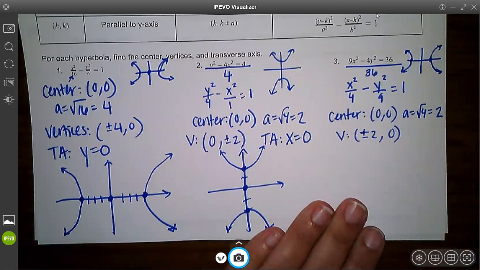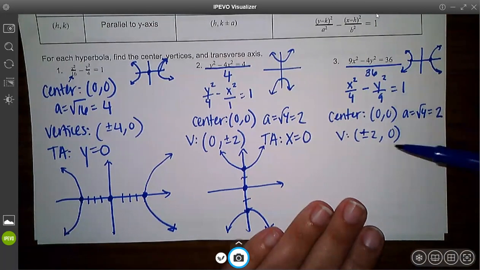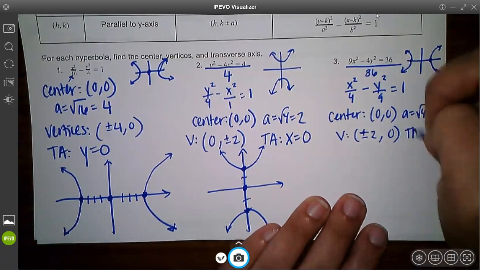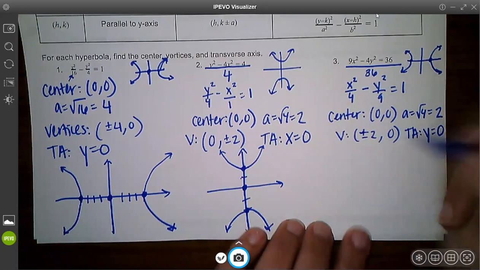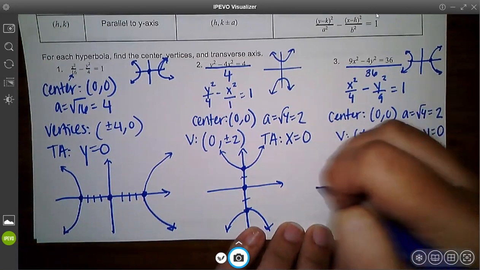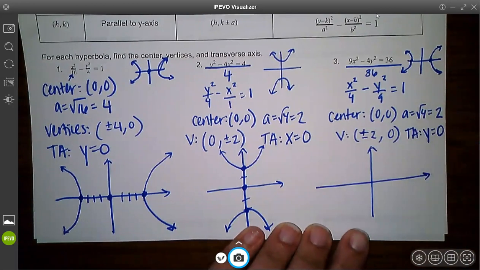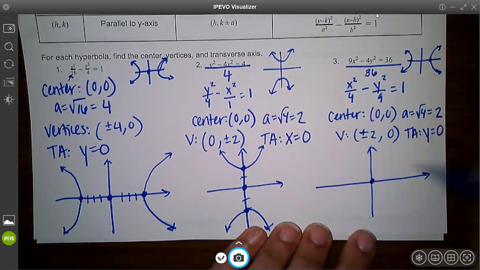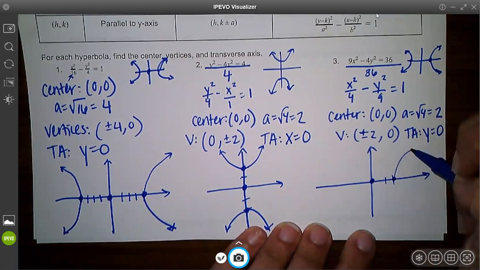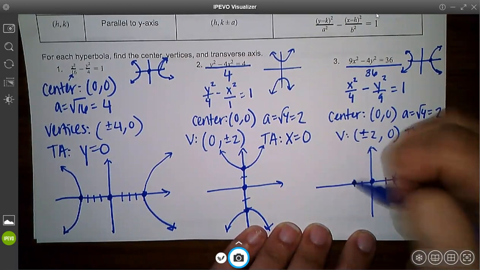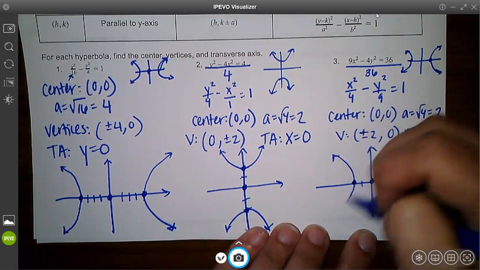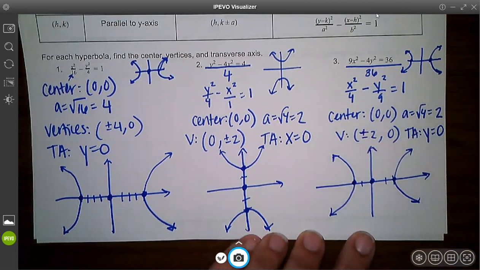And my transverse axis is the one that stays the same from the center to the vertices. So in this case, it's y equals 0. So my center's at 0, 0. My vertices are at positive 2, 0 and at negative 2, 0. Questions when your center is 0?